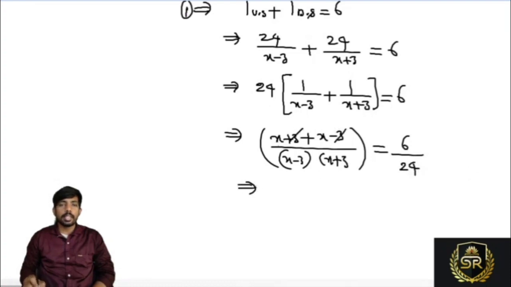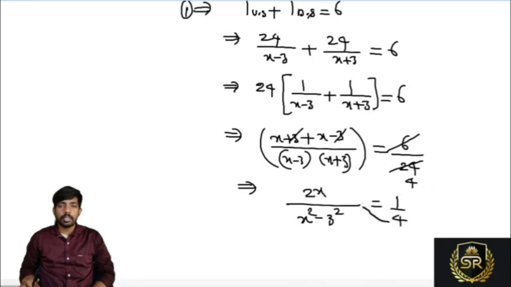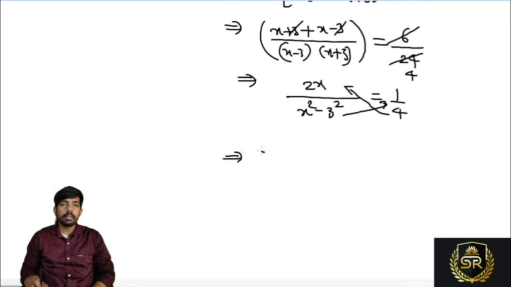Plus 3 minus 3 cancel, x plus x is 2x, over the a plus b into a minus b formula, a square minus b square: x square minus 3 square, equal to 6 by 24, which is 1 by 4. Bring this 4 to the right-hand side and cross multiply. 2x into 4 is equal to x square minus 9, so 8x equals x square minus 9.